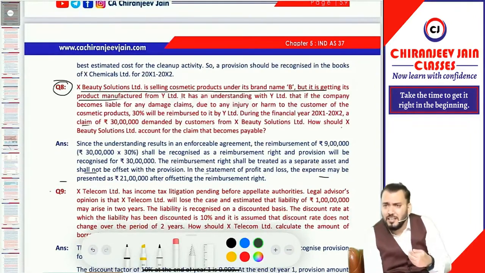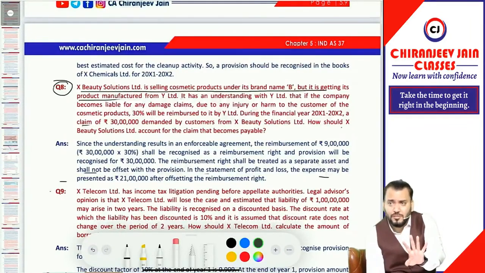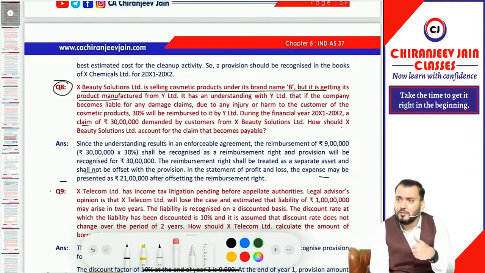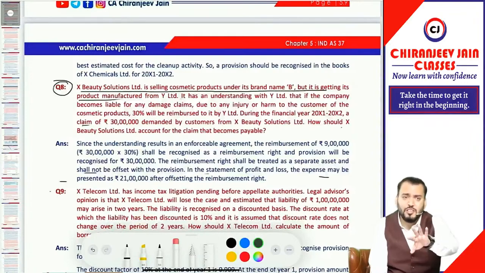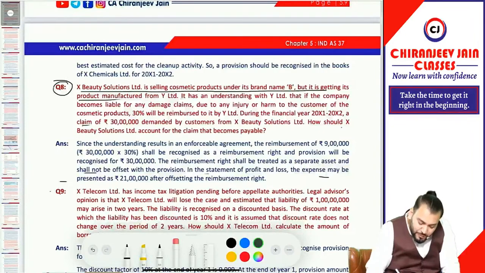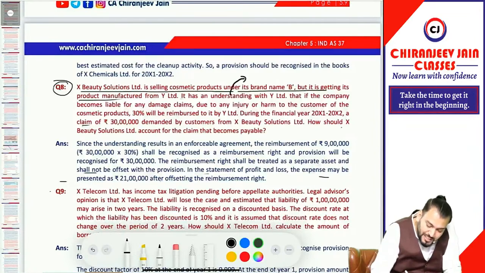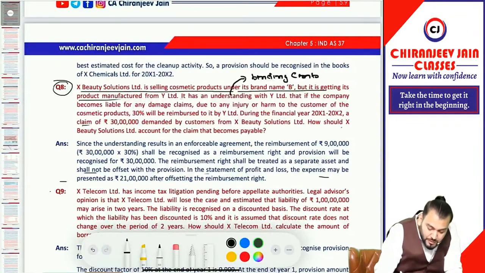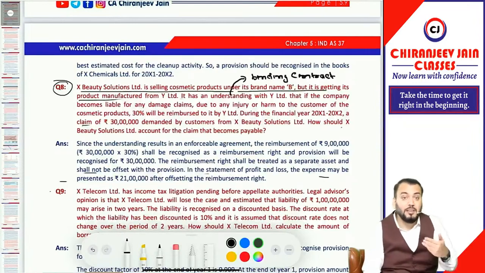Understanding means, can I say, if I am saying there is an understanding, so understanding means there is a contract. Yes or no? There is a contract now. So there is an understanding means contract. Can I say a contract can be oral also, which is enforceable by law? Yes or no? So from this word understanding we can understand, yes, there is a contract. Means legal binding is there. So there is a binding contract. Are you able to understand what I am saying? Each word is important from the examination point of view.